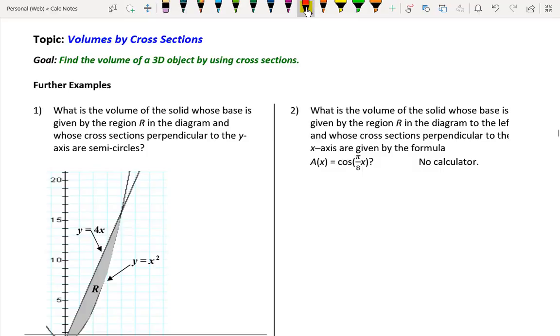All right, so we're going to look at some more cross-section volumes today. And so yesterday, or the previous lesson, we were looking at the integral from a to b of A of x dx. And this was where A of x is the area of whatever given shape you have, the area of the given shape.